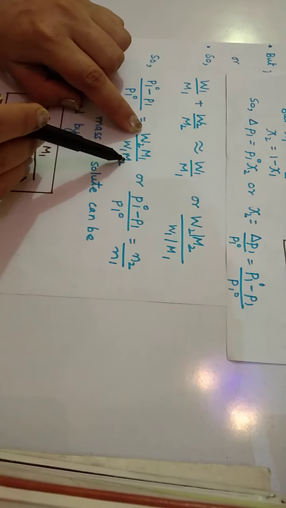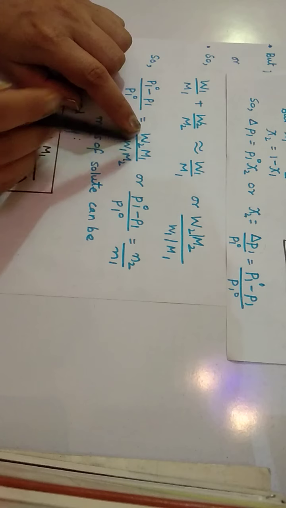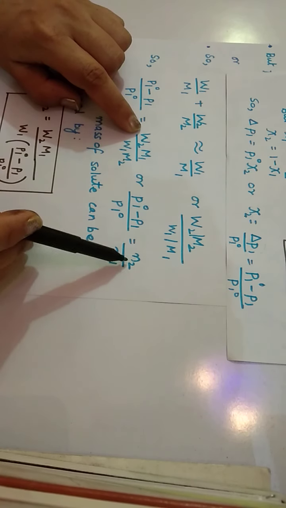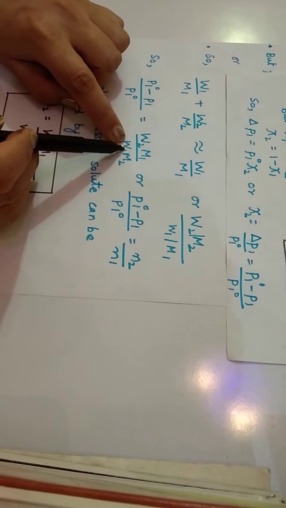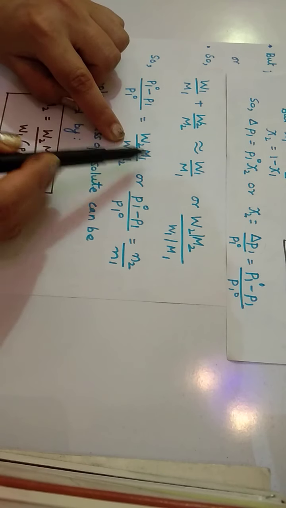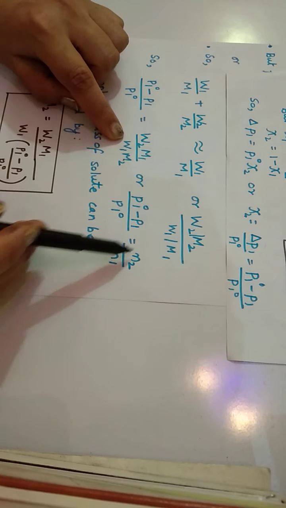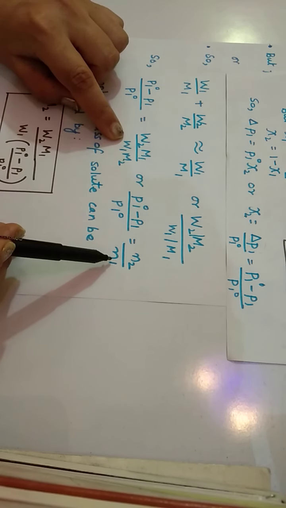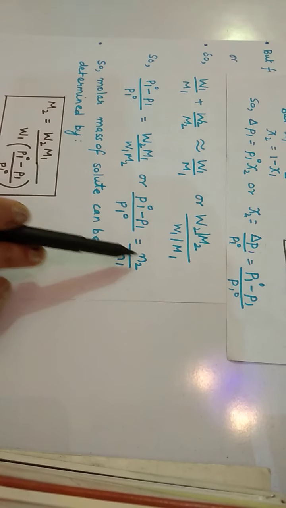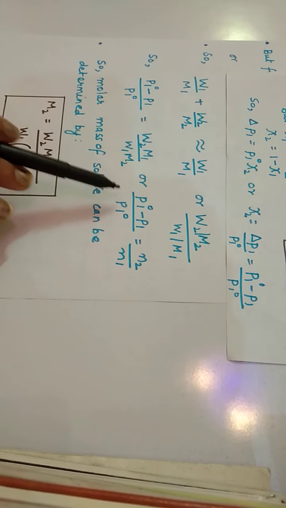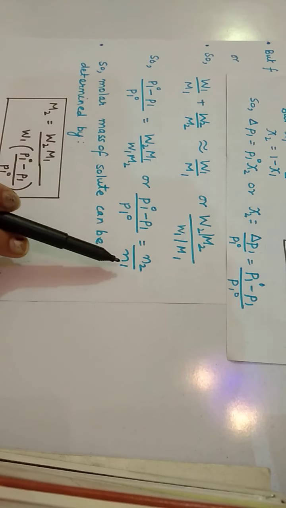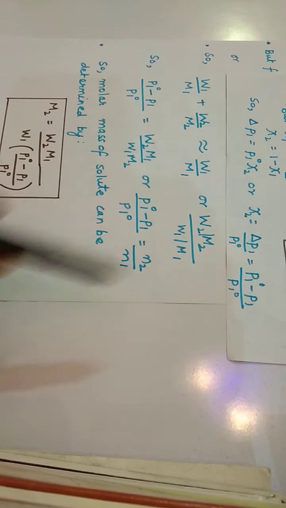That is W2 upon M2, the mass in gram divided by molar mass of the second one, the solute, is equal to number of moles of solute, that is N2, and W1 upon M1 is equal to N1. So it is coming out to be N2 upon N1. So P1 naught minus P1 upon P1 naught is equal to N2 upon N1. So that's what we got.